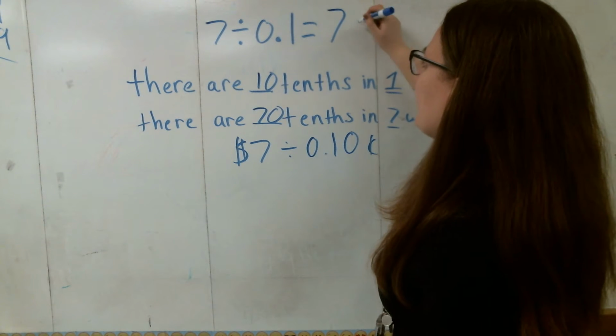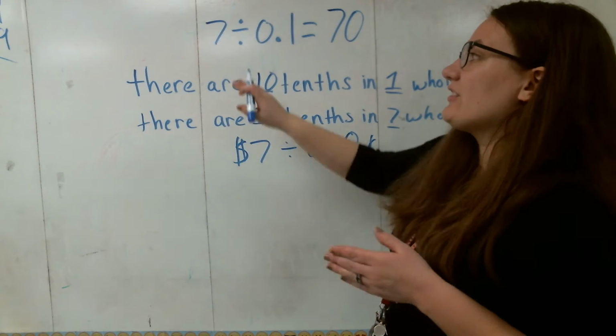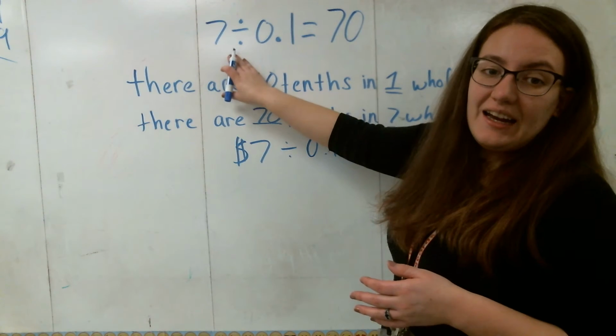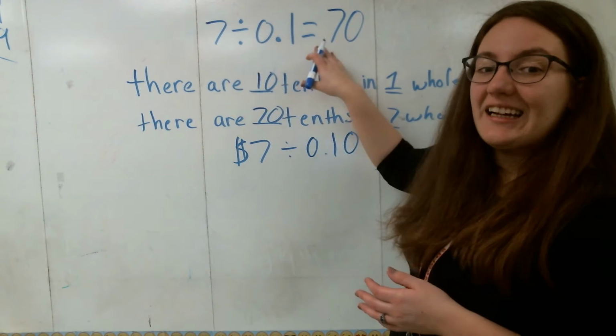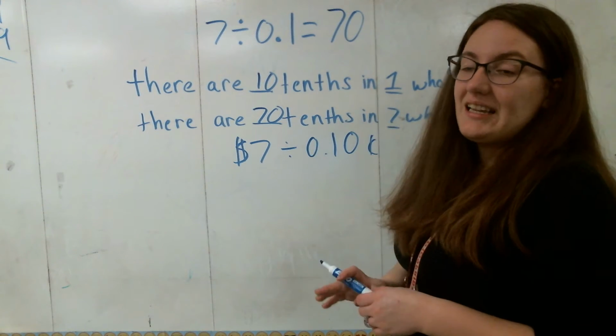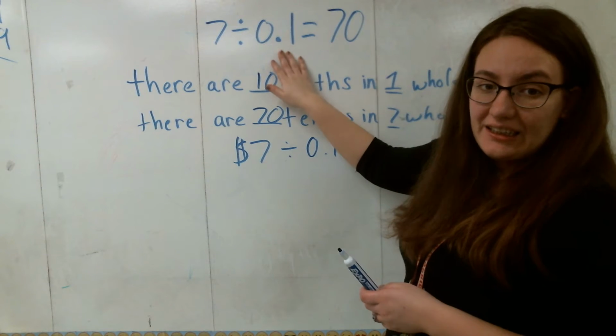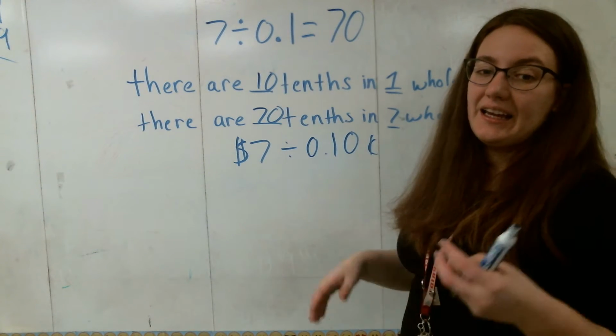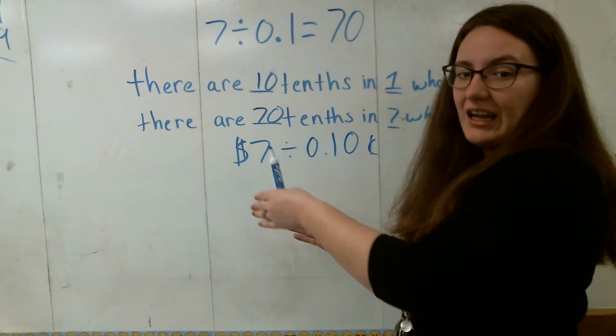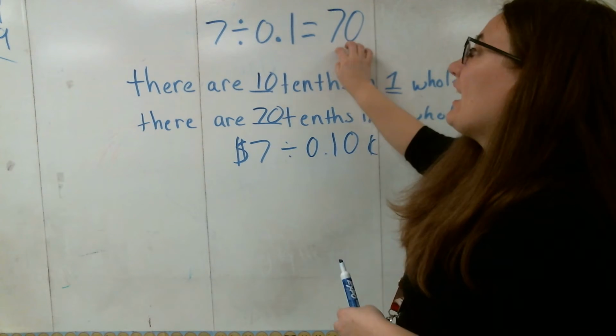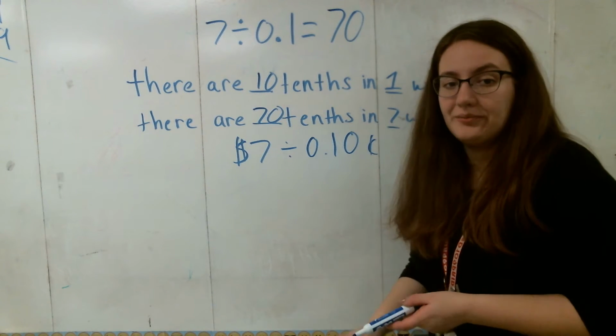So I'm going to erase this real fast. My final answer would just be 70. So if I took this number 7 and I divided it into tenths, I would get 70 tenths. And why this number is bigger than everything over here is because I'm taking a unit and I'm breaking it up into a lot of itty bitty small pieces, and that's why this number looks so big.